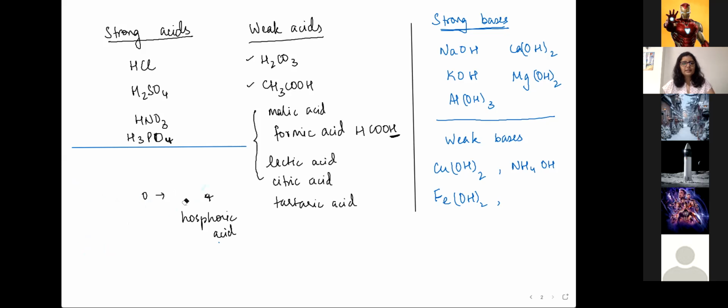Here are some examples of strong acids and weak acids. So if I give a salt like sodium carbonate, we already discussed. Let's look at ammonium carbonate. First, figure out what acid and base this is formed from. What acid and what base?